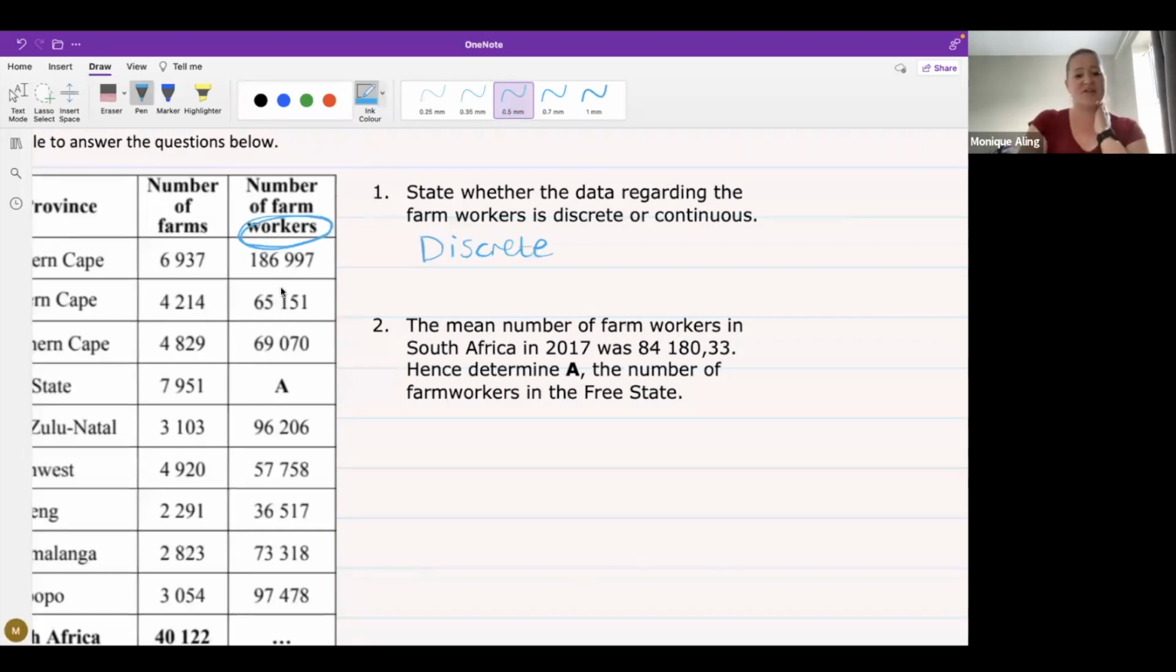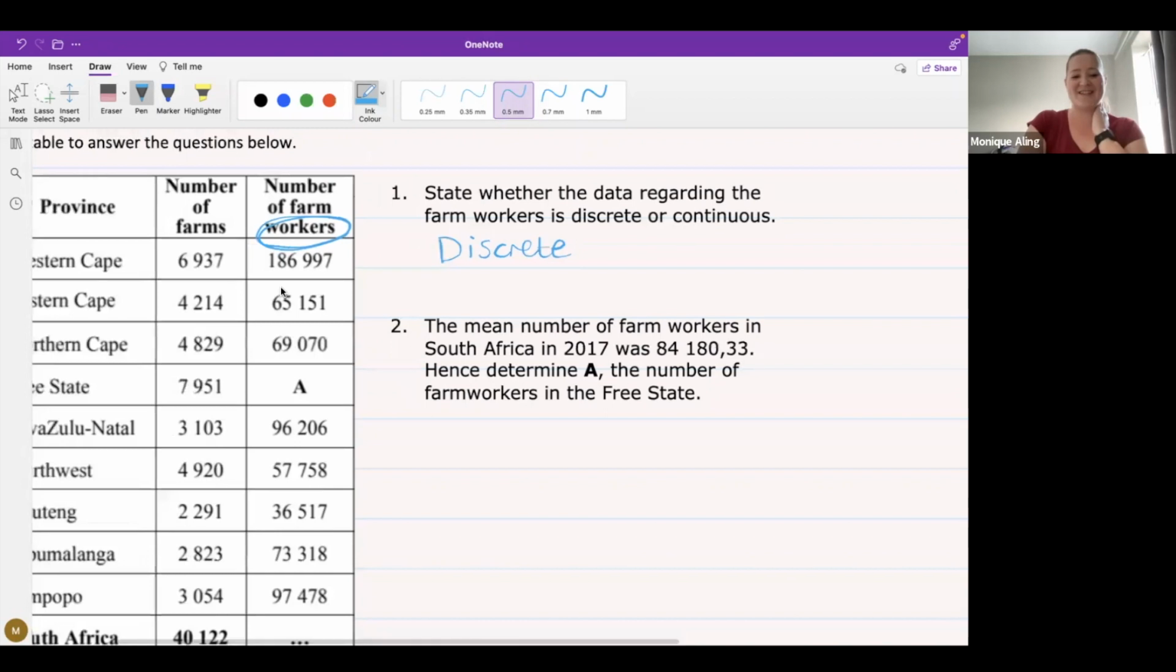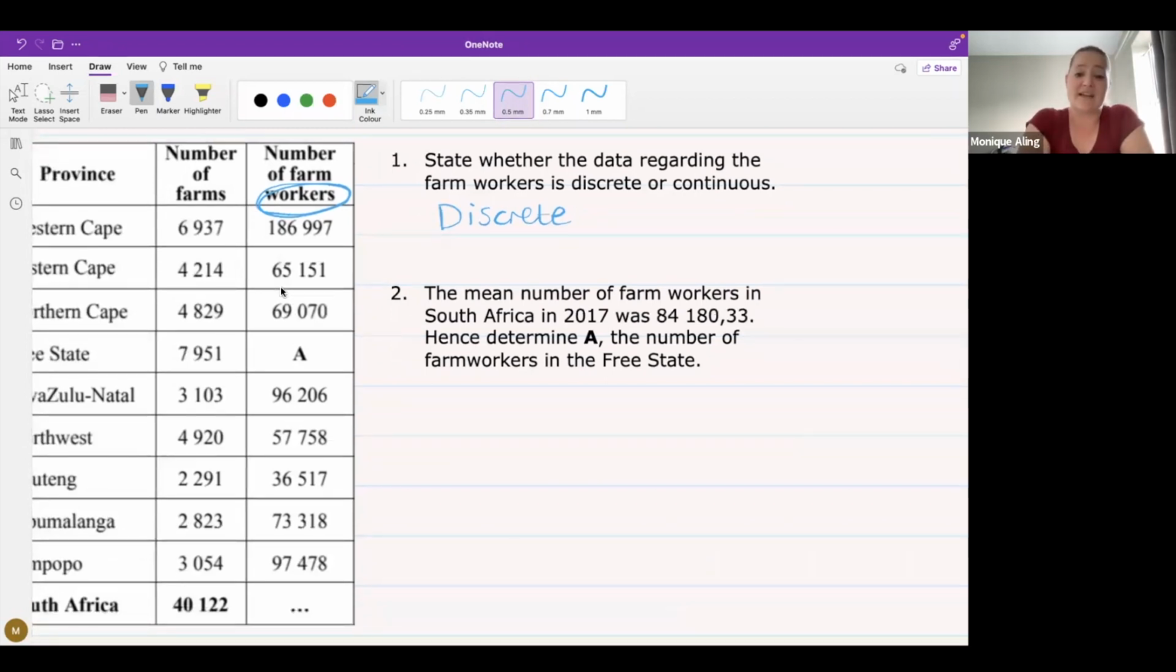Okay, so that was the easy one. That wasn't the challenging question. So let's have a look at the next one. It says, the mean number of farm workers in South Africa in 2017 was 84,180,33. Hence, determine A, the number of farm workers in the Free State. Keyword, mean. They have actually given us the mean in this question. They told us the mean is 84,180,33.